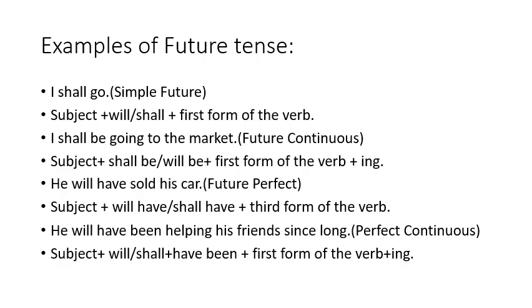To the last one, future perfect continuous. Here the sentence goes as we will have been helping his friend since long. Here the subject is he, followed by the helping verb will, adding have been, followed by the first form of the verb, adding ing. So the structure goes as subject plus will or shall plus have been plus first form of the verb plus ing.